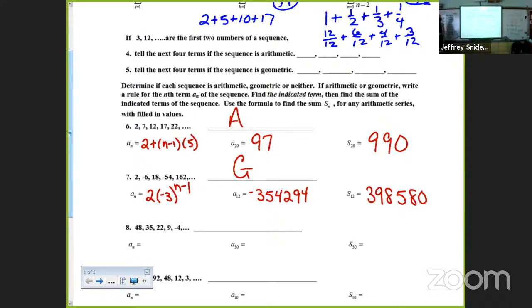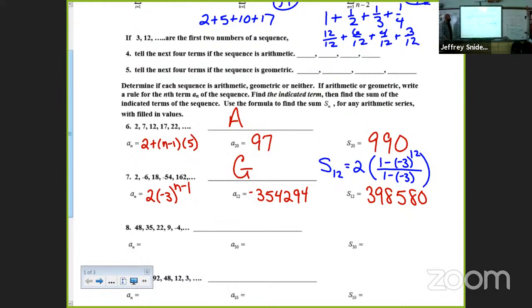Okay, so here's what I want to ask you guys. If I set this one up using the formula, S of 12 equals, what goes here? 2 times parentheses 1 minus negative 3 to the 12 over 1 minus negative 3, correct? This would be the formula for that.